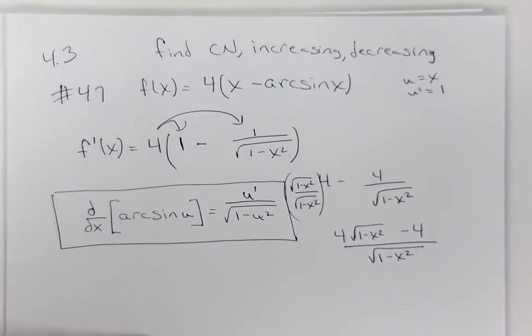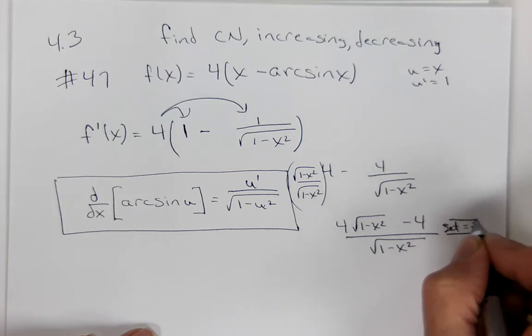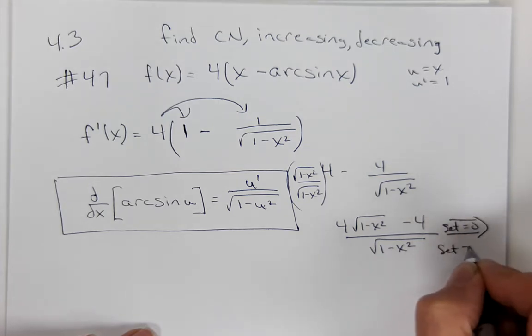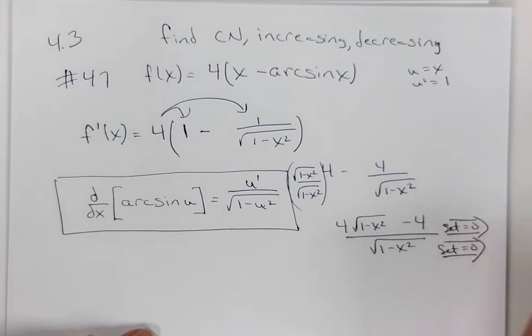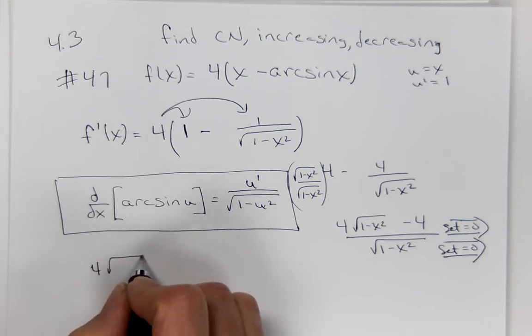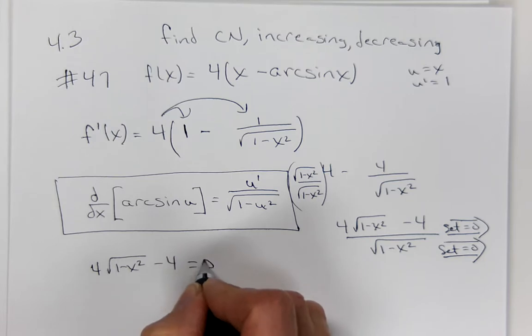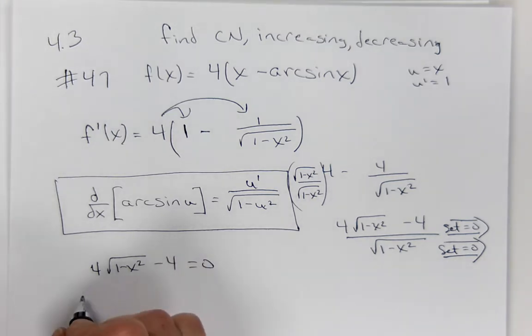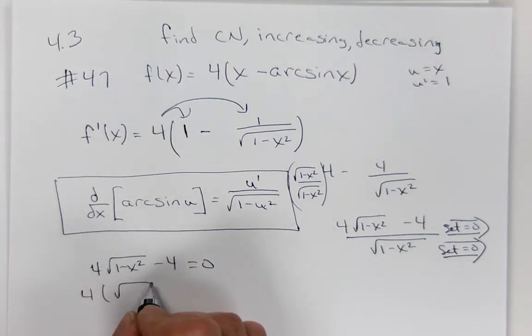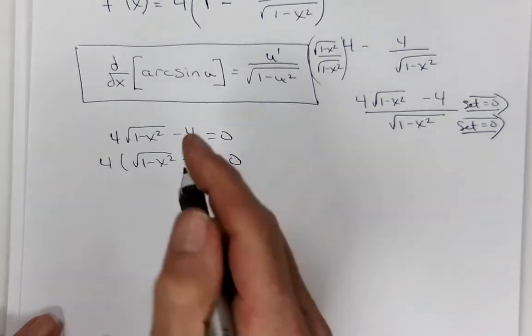We're going to set this equal to 0. And we're going to set the denominator equal to 0, so numerator and denominator separately. For the numerator, 4 square root of 1 minus x squared minus 4 equals 0. We'll factor that. We can take out a 4. And then we'll set what's in the parentheses equal to 0.